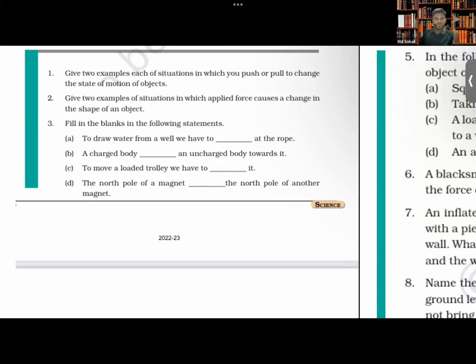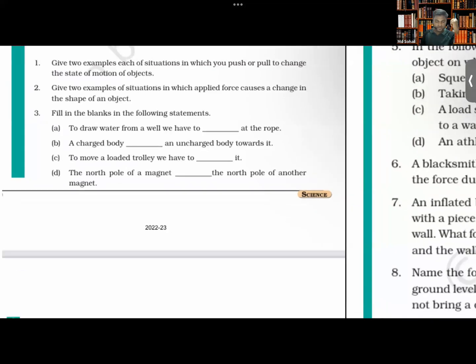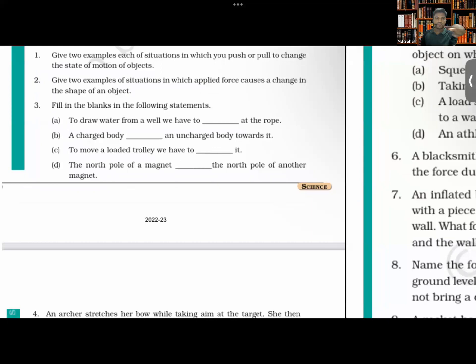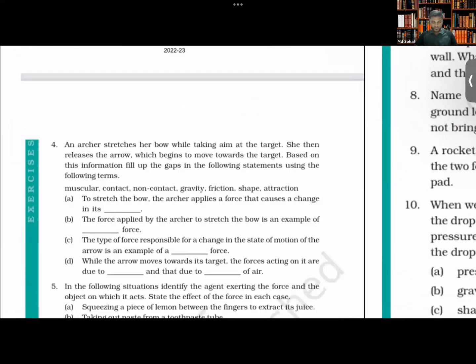Shape of the plastic ball changes when you squeeze it. Exactly. To take out water from a well, we have to push or pull the rope. Pull. Very good. Next question. A charged body attracts an uncharged body. Exactly, attract. So these are pretty easy questions, right? See question number 4.